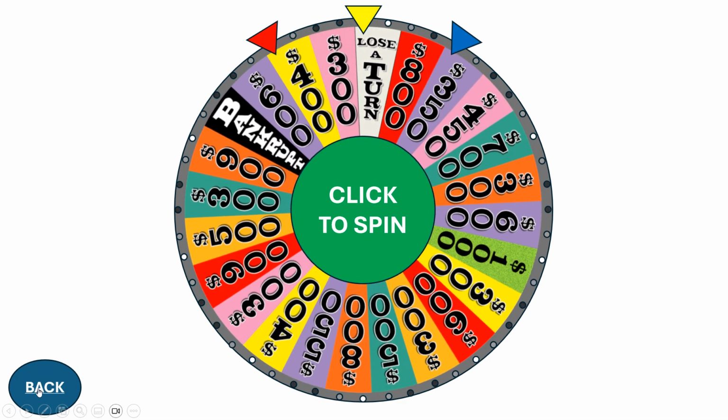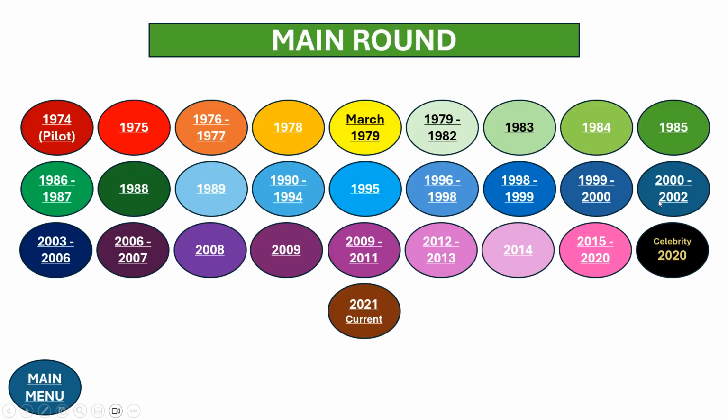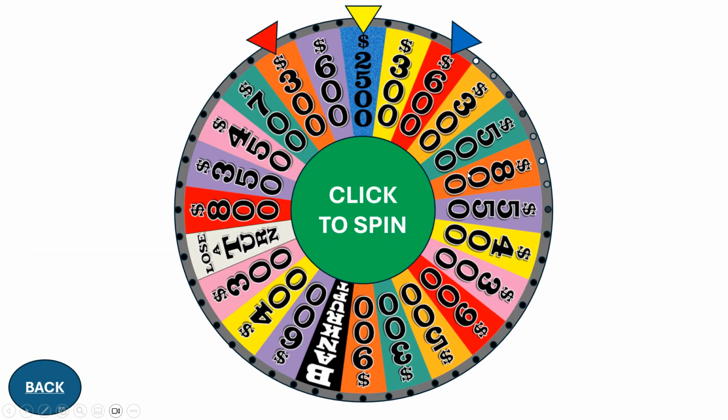Now let's move on to 2000 to 2002. But this time, instead of green, the $1,000 space is now sparkling blue. 2500 right there.